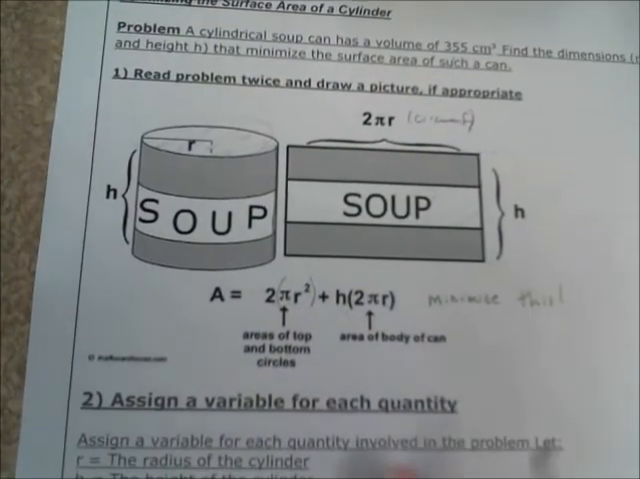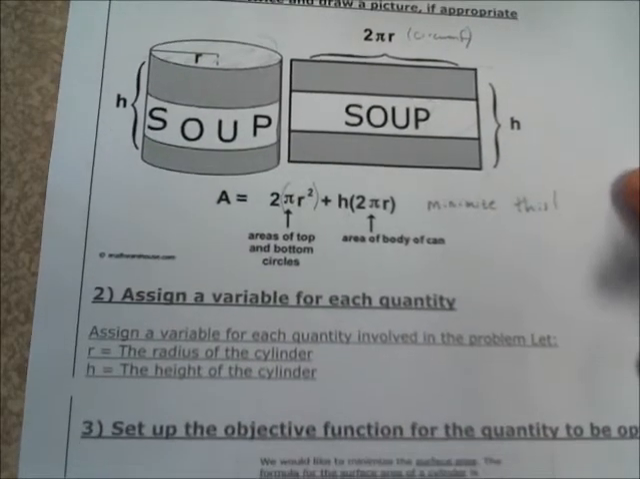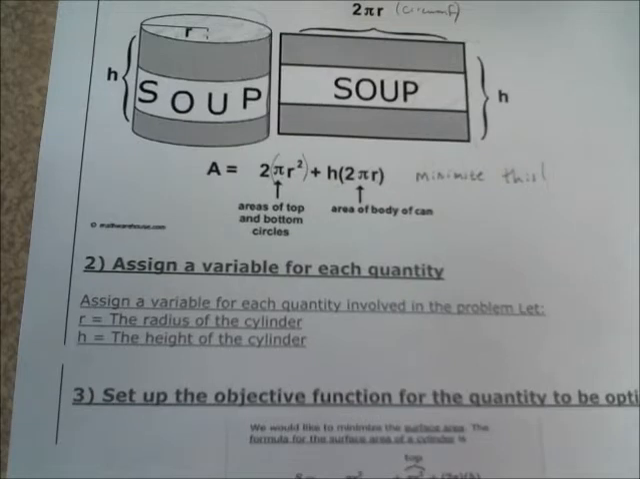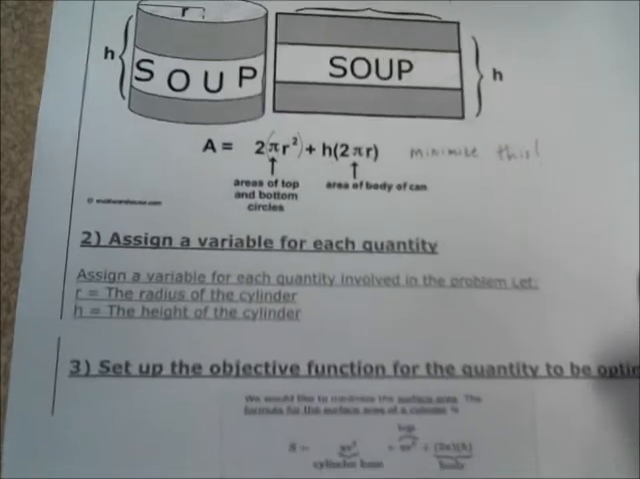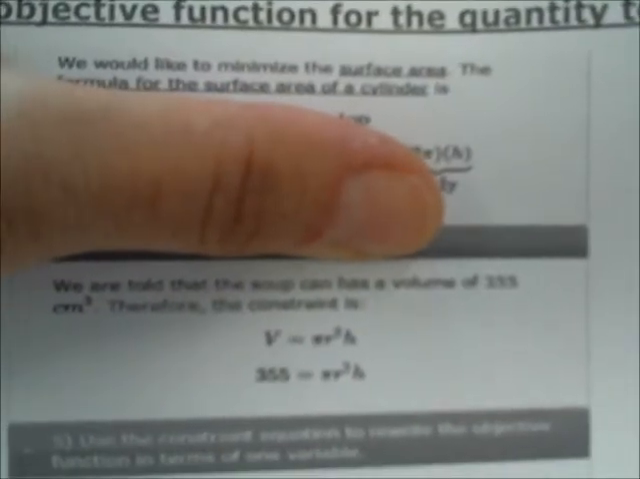We've already assigned a variable for each of the quantities. r is the radius and h is the height. And the surface area that we're trying to minimize, like I said, was pi r squared times 2 plus 2 pi r h. Now the constraint that we have is the volume, and the volume of a cylinder is pi r squared h. Let me focus this a little bit better.